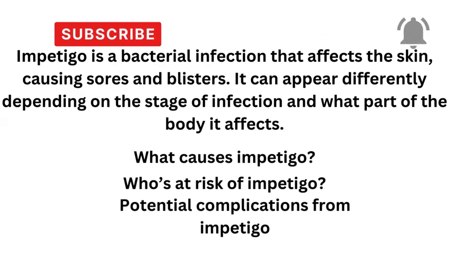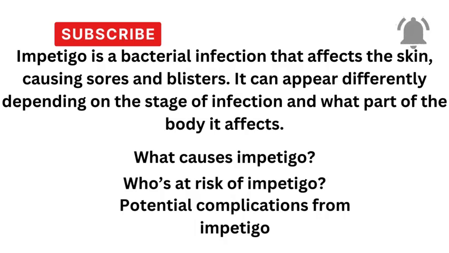Impetigo is a bacterial infection that affects the skin, causing sores and blisters. It can appear differently depending on the stage of infection and what part of the body it affects. What is impetigo? Impetigo is a common contagious skin infection.